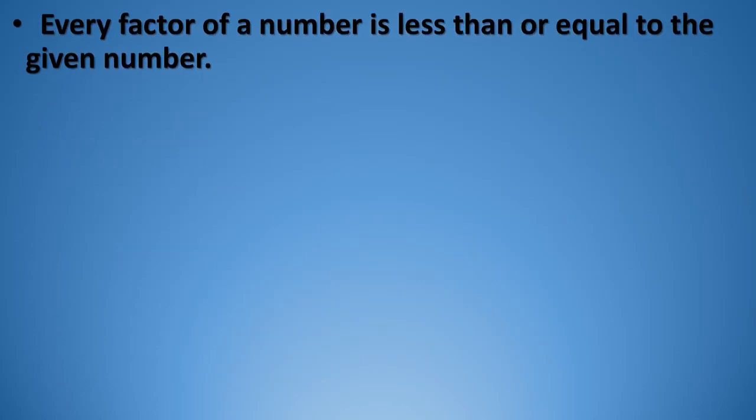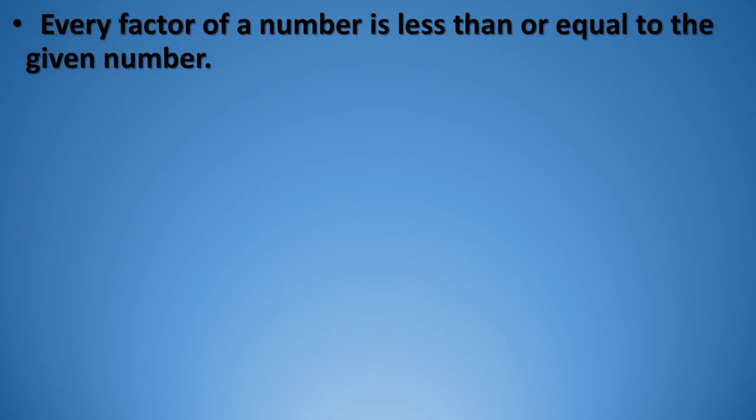The next point is, every factor of a number is less than or equal to the given number, meaning factors are finite. We cannot say that factors are unlimited or infinite. Factors are finite, because if we are finding the factors of 12, the numbers which divide 12 are either 12 or less than 12. They are not more than 12. So every factor of a number is less than or equal to the given number.